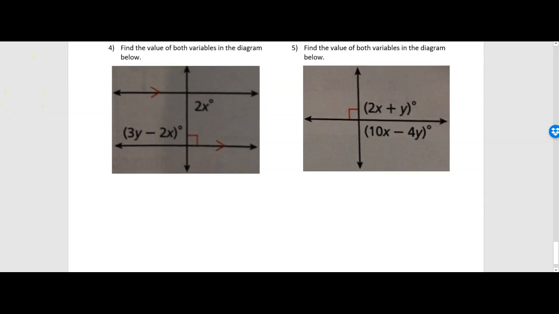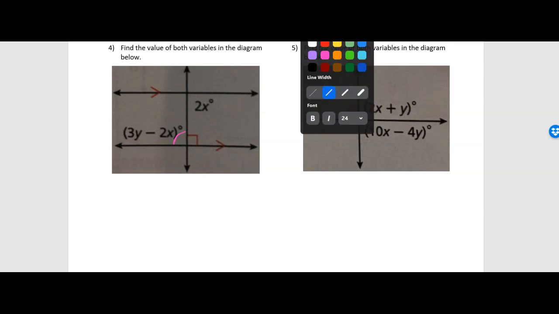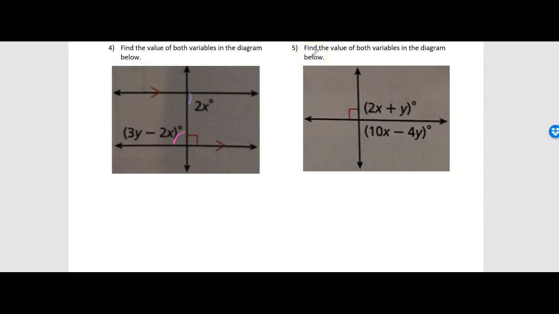It says find the value of both variables in the diagram below. So we have an x and a y. Well, let's think about what we know, right? We have two angles here. We have this angle right here, and we have this angle right here. I'm not going to say that they're congruent until we talk through why they may or may not be.